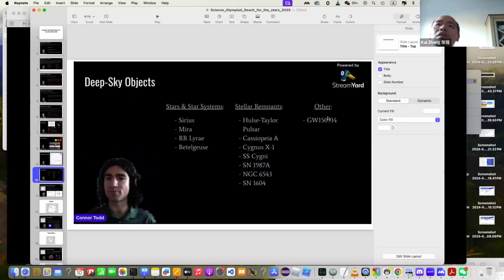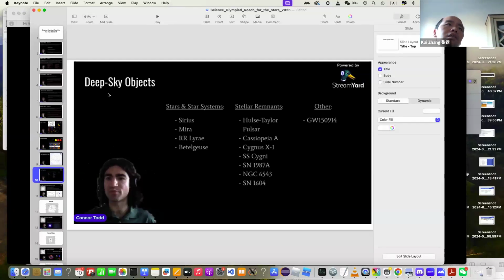And finally is the gravitational wave. So GW means gravitational wave. And the 150914 means that it was discovered in 2015, on September 14th. So that is how the name came about.